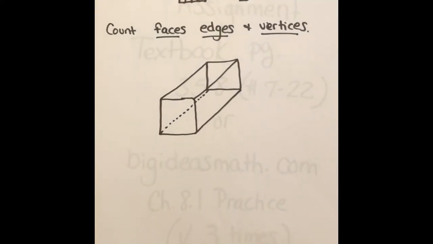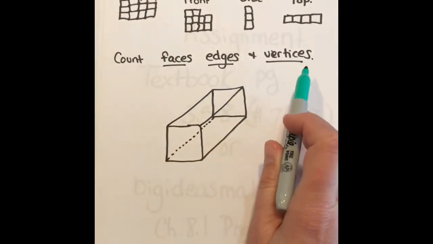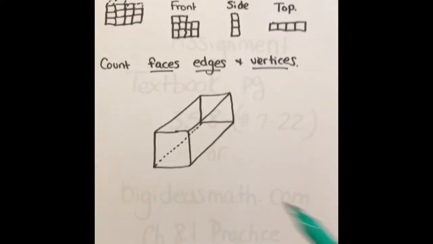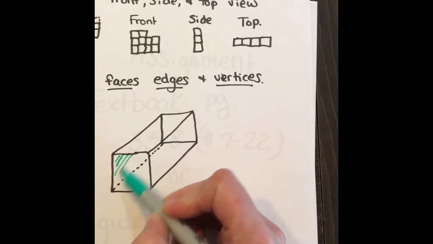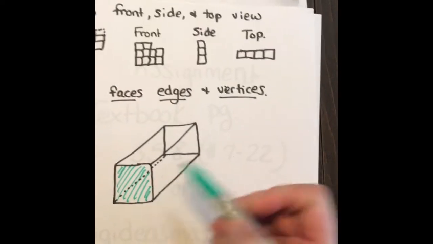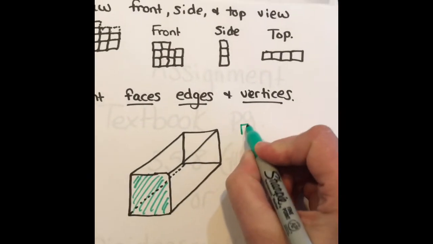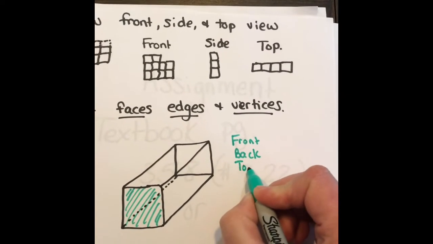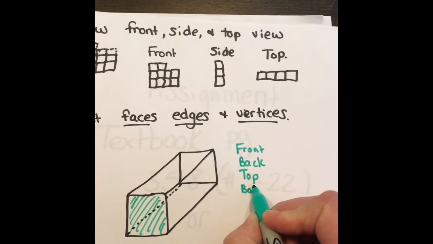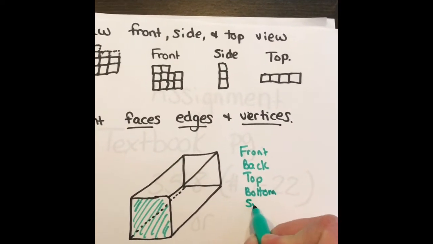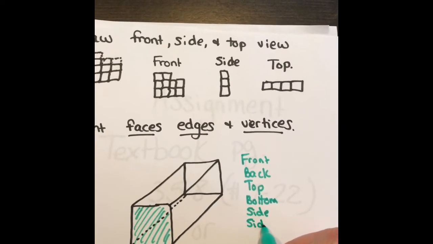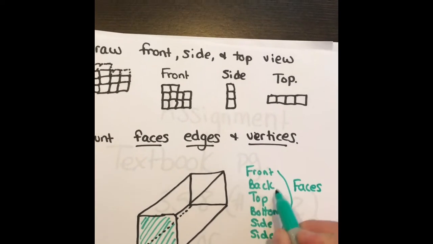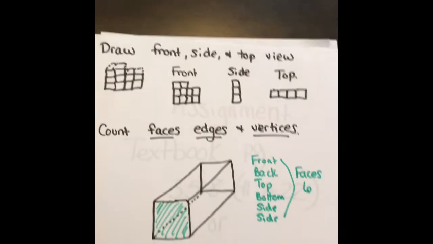Okay, the next type of example are going to be counting faces, edges, and vertices. So I want to do it on this shape right here. Remember that your faces are going to be these flat sides. So what you would have is a front and a back, a top and a bottom, a side, and another side. These would be your faces, and you would have 1, 2, 3, 4, 5, 6 faces.